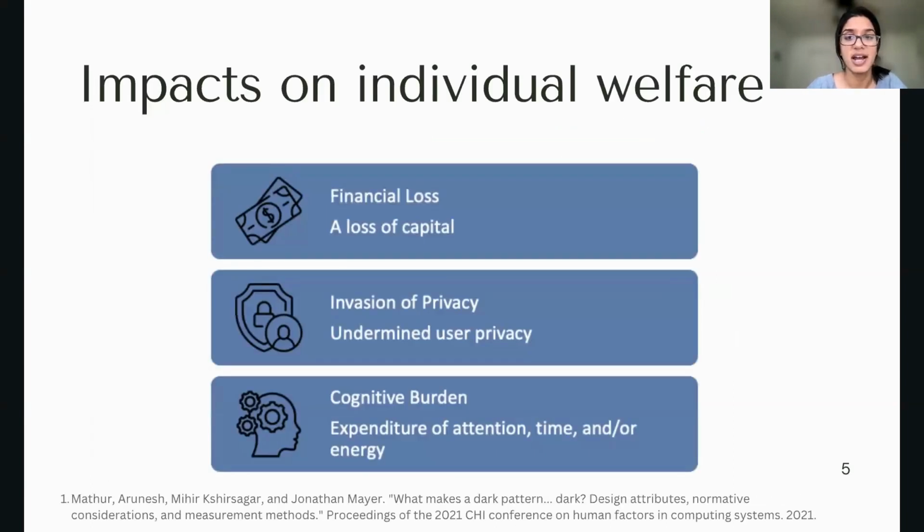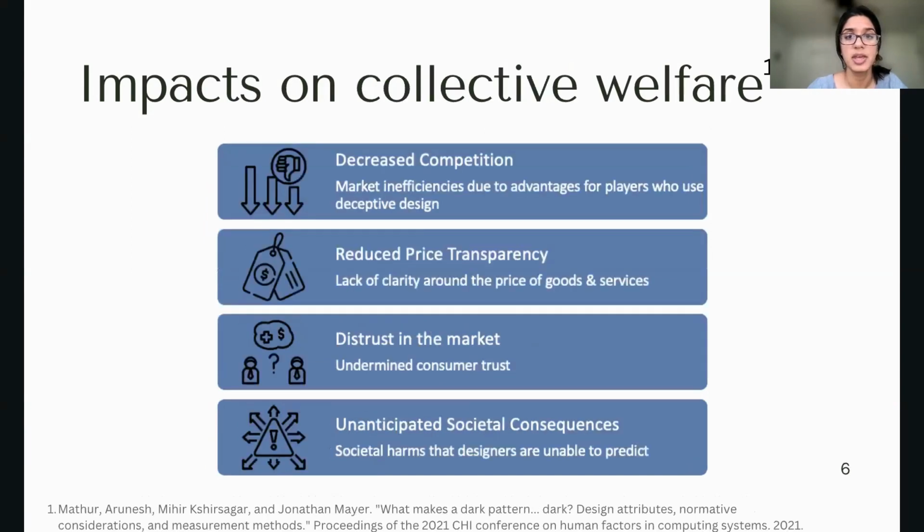Prior work has identified the ways that deceptive design can impact individual welfare. For example, designs which encourage you to share personal data in exchange for access or information might lead to an invasion of users' privacy. Deceptive designs can also impact collective welfare. They might, for example, lead to distrust in the market as they undermine consumers' trust, which may cause users to disengage.